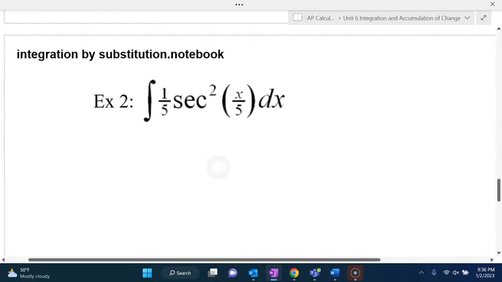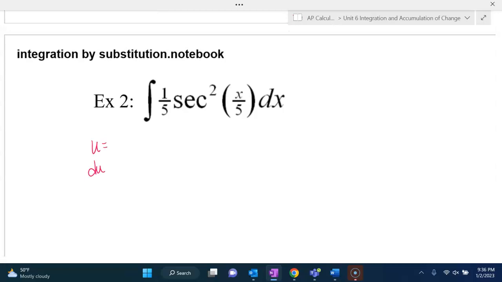Let's look at this one. So, when we think about what we want our u to be, hopefully you're not saying secant squared, because the derivative of secant squared, you're going to have to do a chain rule in that, and you're going to bring in like 2 secant times secant tan, like stuff we don't have. Too ugly. Hopefully you can see this is an inner function, and we can make that our u.